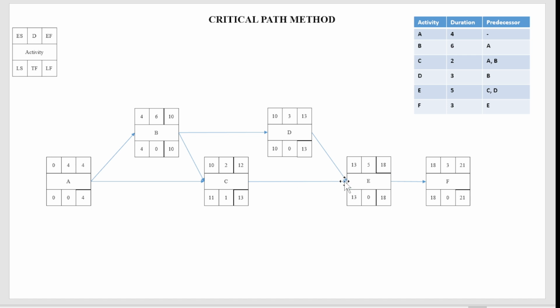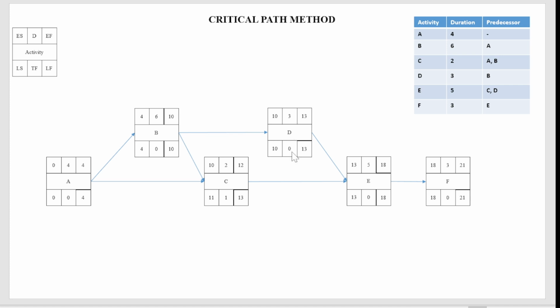So now activity E has a backward pass to C and D. Now 13 can go directly, 13 here. Okay, 13 to 13, 13 to 13. This will go here. So what will happen here? 13 minus 3 will be 10. 13 minus 13 equals 0. 10 minus 10 also equals 0.